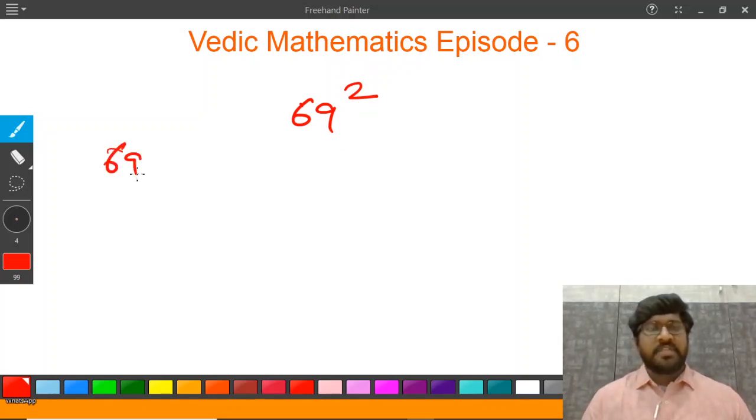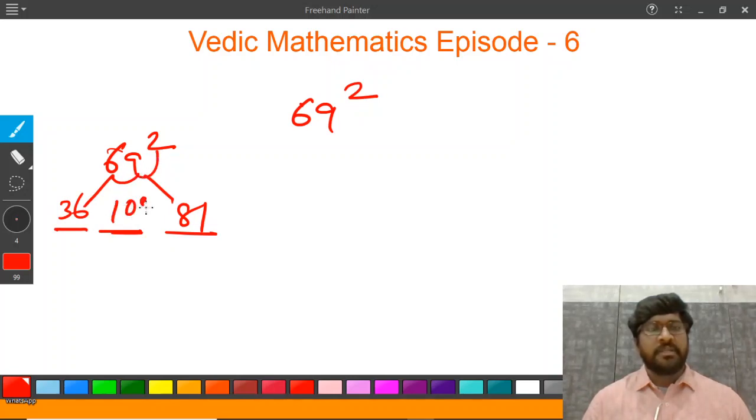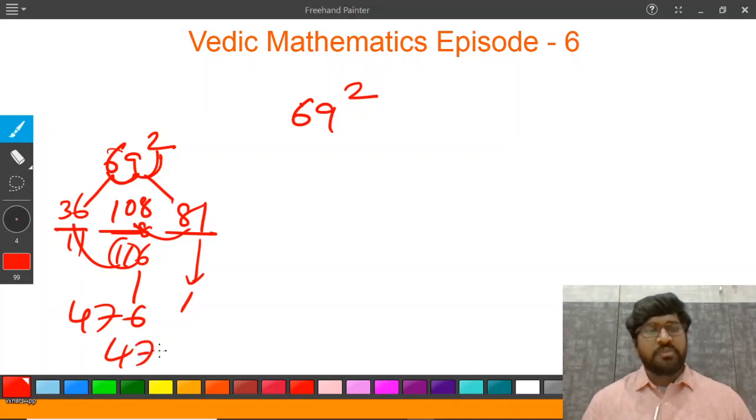First, 69 square using the a plus b whole square method. 3 boxes: 9 square 81, 6 square 36, in between the 2ab term, 6 into 9 is 54, into 2 is 108, right? So here units place 1, this 8 carry, 108 plus 8, 116. So here it is 6 and 11 carry, 36 plus 11, 47. So therefore the answer is 4761 using the a plus b whole square method.